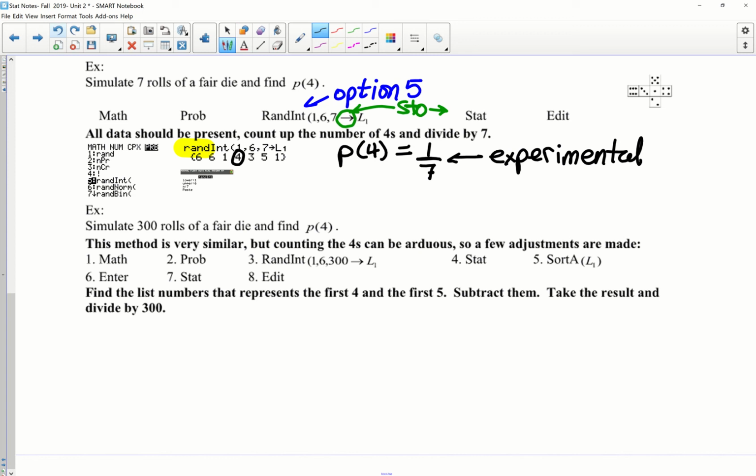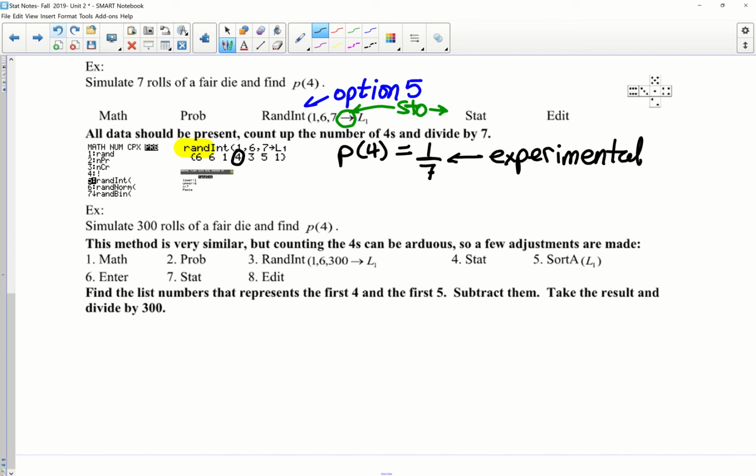You're going to get a probability that's going to be pretty close to the true probability. It wouldn't necessarily be exact still, but it's going to be closer, consistently closer. So the next one is 300 rolls of a fair die.